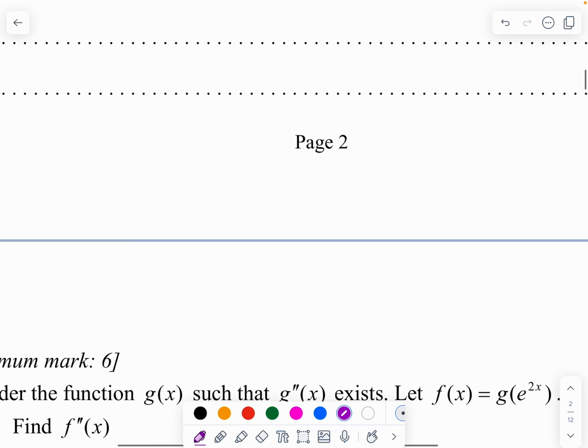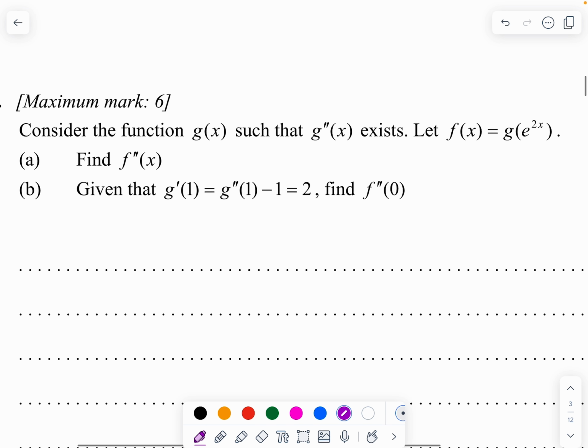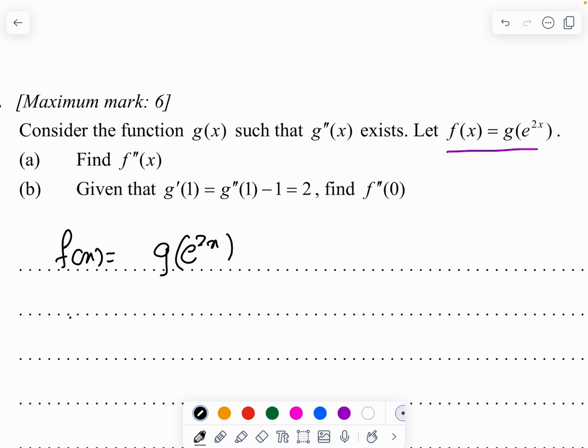Question number 3 is done. Now coming to question number 4. Consider the function g of x, and g prime x exists. F of x is equal to g of e power 2x. Find f double prime x. So f of x equals g of e power 2x. Now f prime x will be g prime of e power 2x times e power 2x derivative, which is e power 2x times 2x derivative, which is 2.